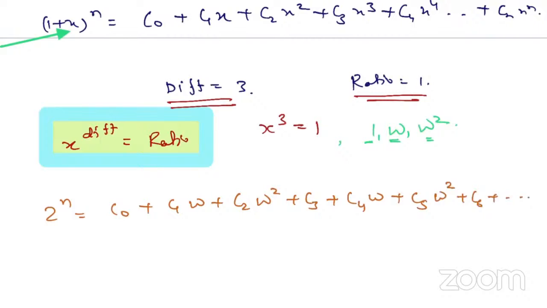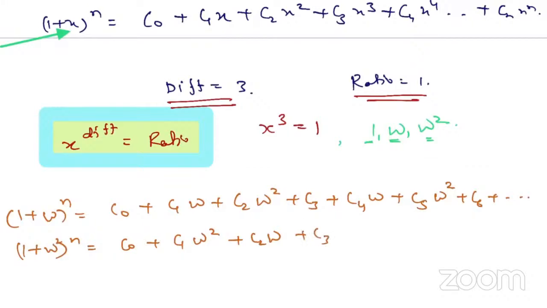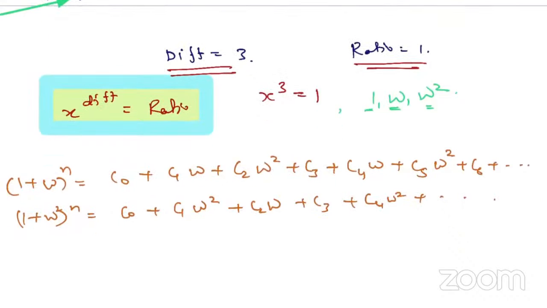ये चल रहा है. सेकंड में मैंने क्या पुट किया, right? तो सेकंड में I am putting omega. (1 + omega)^n is C0 + C1 omega... ओह, फर्स्ट वन में, ये पहले वाले में मैंने omega पुट किया है, 1 + omega. सेकंड वाले में मैं पुट करता हूं omega square, right? omega square C2 omega to the power 4 is same as omega, right? C3 omega to the power 6, C4 omega square and so on. ये भी गया. थर्ड में मैं 1 पुट करता हूं, तो this is 2 to the power n, C0 + C1 + C2 + C3 + C4 and so on.